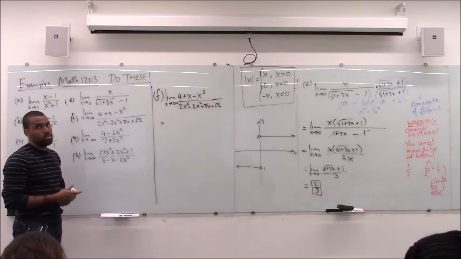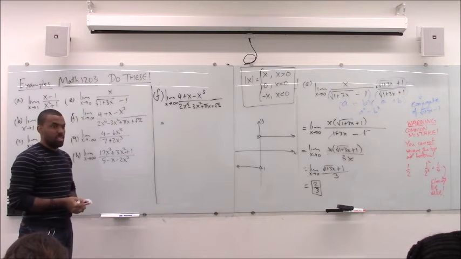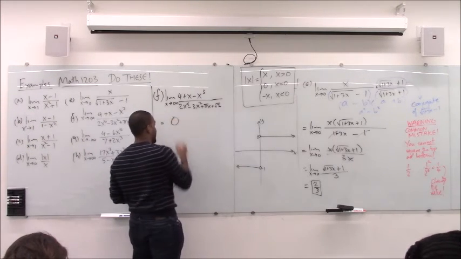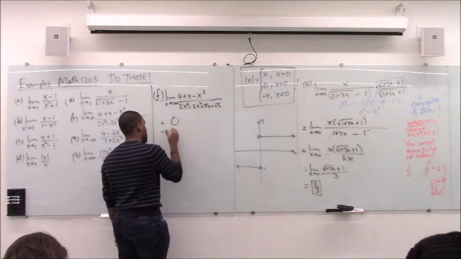Can we just say it's 0 because the denominator's exponent of 5 is bigger than the exponent of 3 on the top? Yes, 0. What you could say is it's bottom heavy.